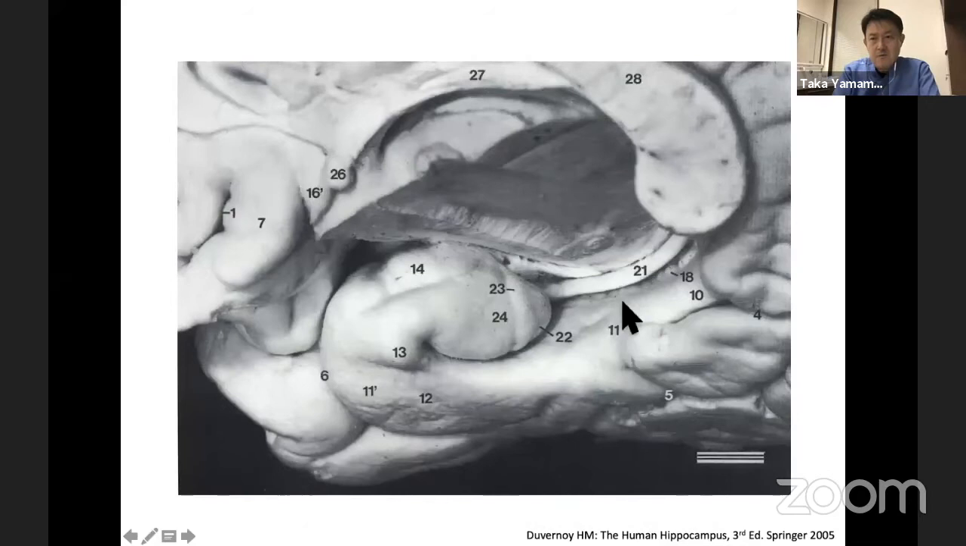And this is a view from the inferior or medial side of the right temporal lobe. Also this is very important here. Number 12 is called the entorhinal area. Sometimes it has strong epileptogenicity, and then we should remove this part with the hippocampus to prevent seizure recurrence.